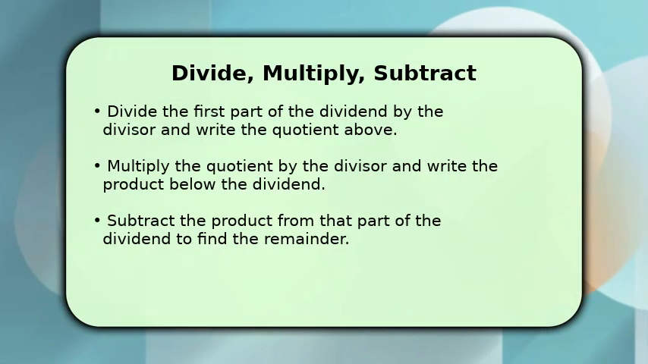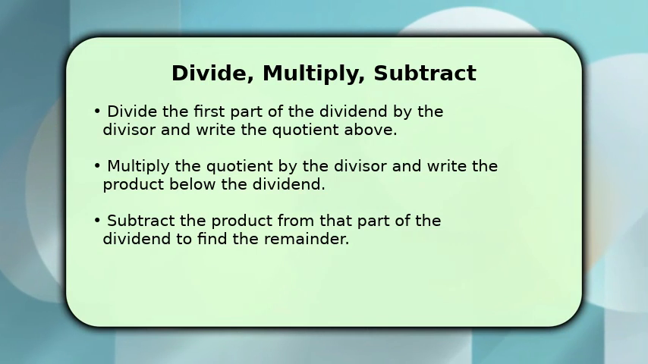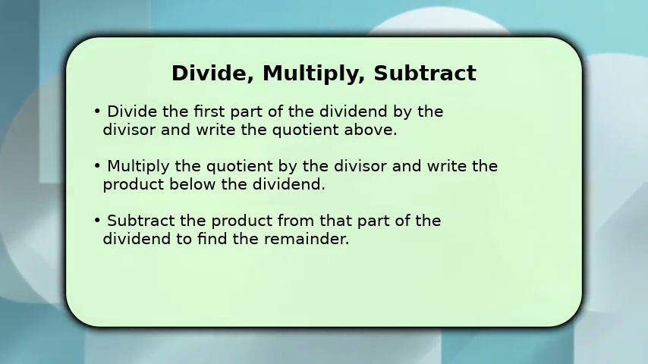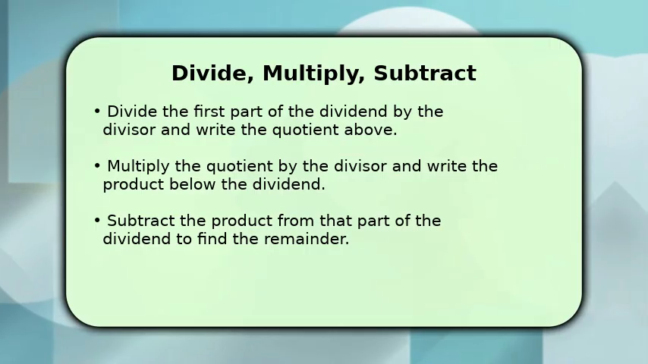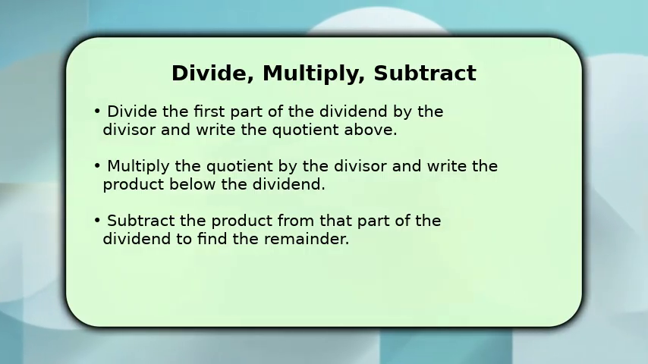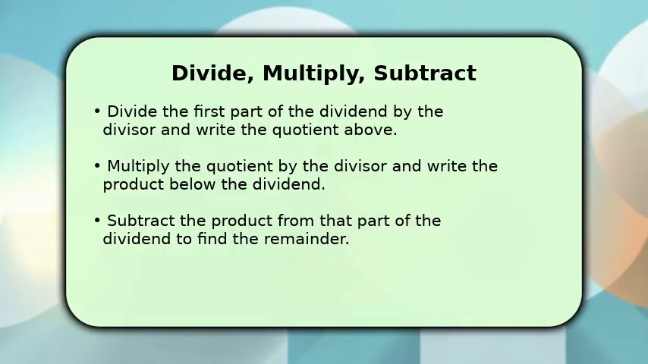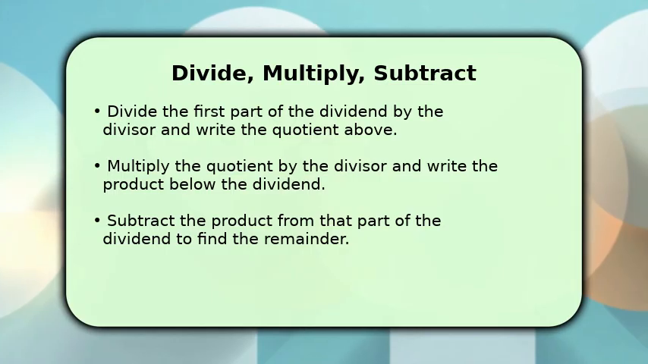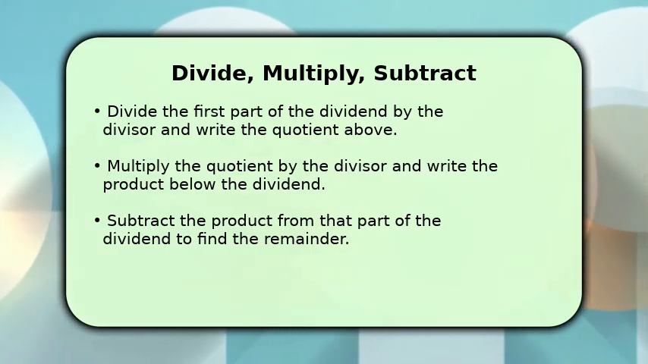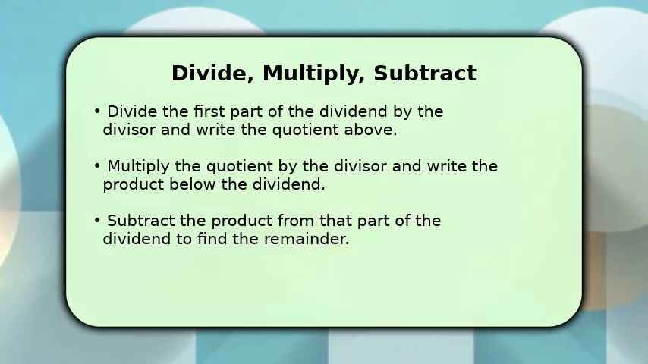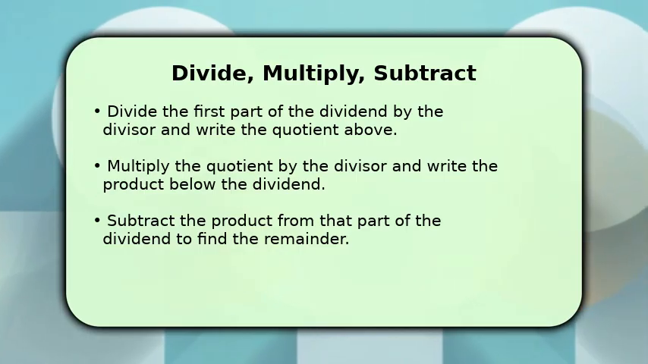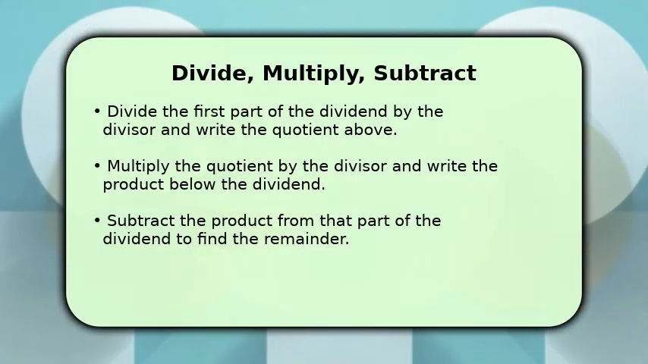Once set up, you begin the core division process. First, divide the initial part of your dividend by the divisor, writing the result, or quotient, directly above. Next, multiply that quotient by your divisor, placing this product underneath the dividend section you just worked with. Finally, subtract this product from the dividend section to determine your current remainder. These 3 steps form the repeating cycle.